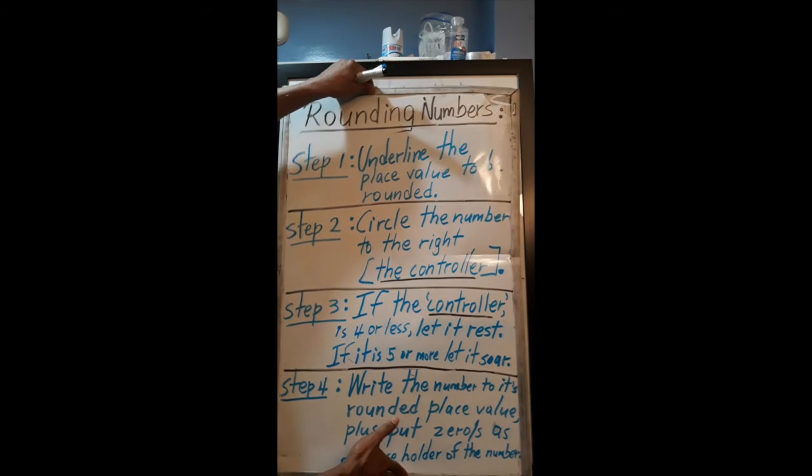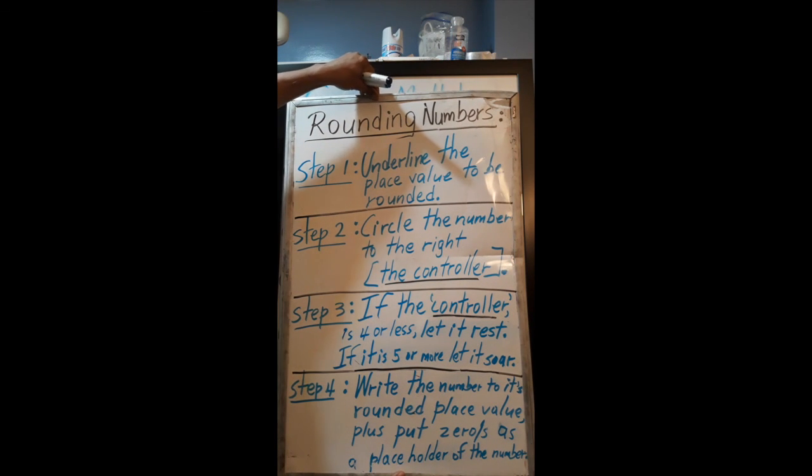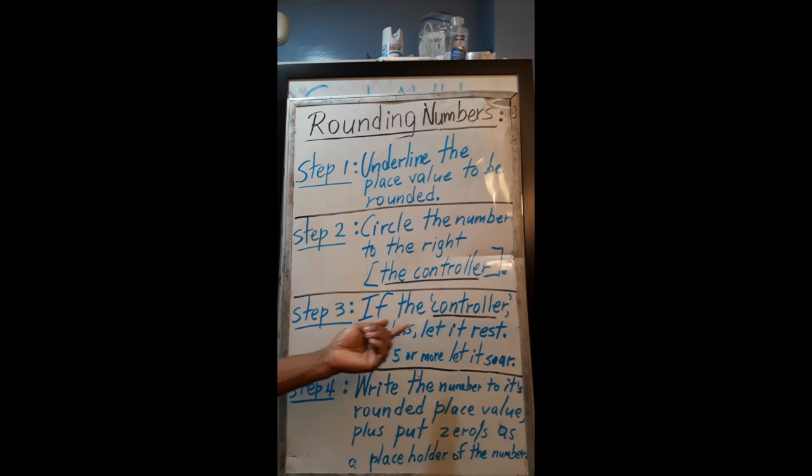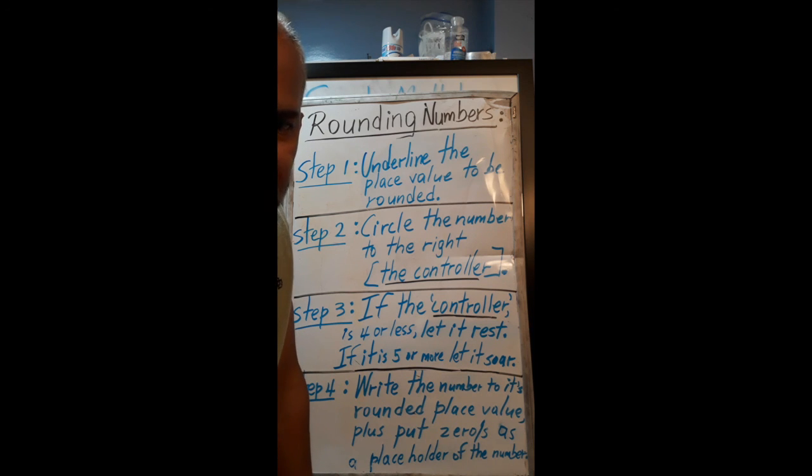And to go over this is the rule, if you want to copy this or make sure you go over the rule. Step 1, underline the place value to be rounded. Step 2, circle the number to the right, which is the controller. Step 3, if the controller is 4 or less, let it rest. If it is 5 or more, let it soar. The last step, 4, write the number to its rounded place value, plus put zeros as a placeholder for the remainder of the number.